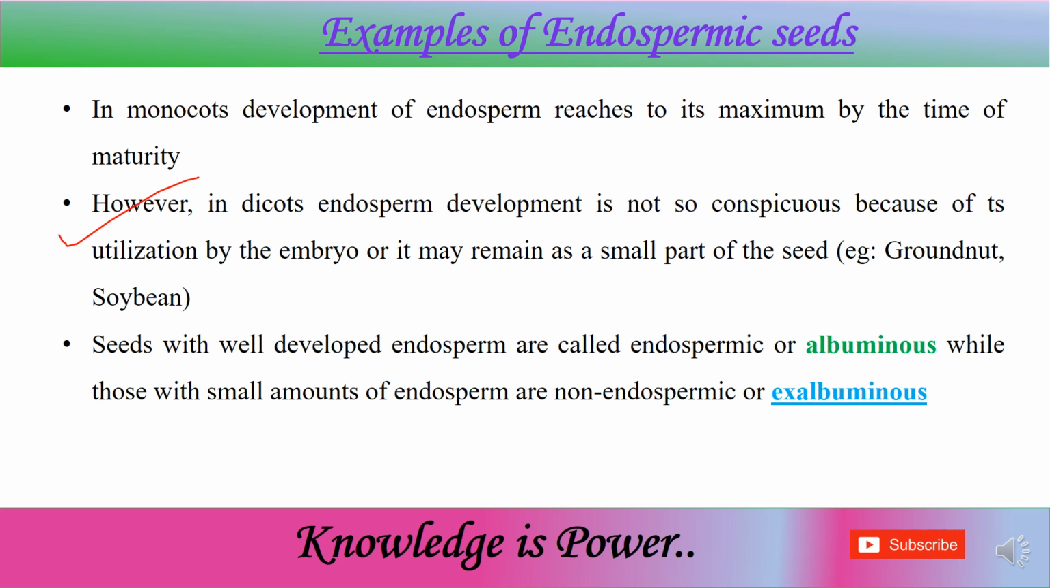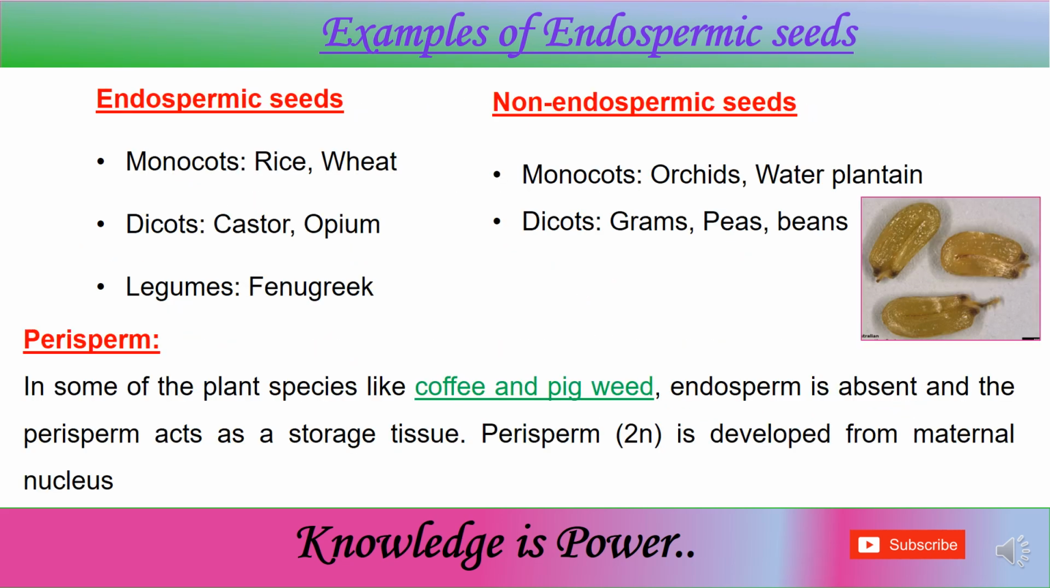We may see it remain as a small part of the seed, for example groundnut and soybean. The seeds which have endosperm are generally known as endospermic or albuminous, while those with small amounts of endosperm are called non-endospermic or exalbuminous. Some examples of endospermic seeds: among monocots, rice and wheat, whereas among dicots, castor and opium poppy have endosperm.